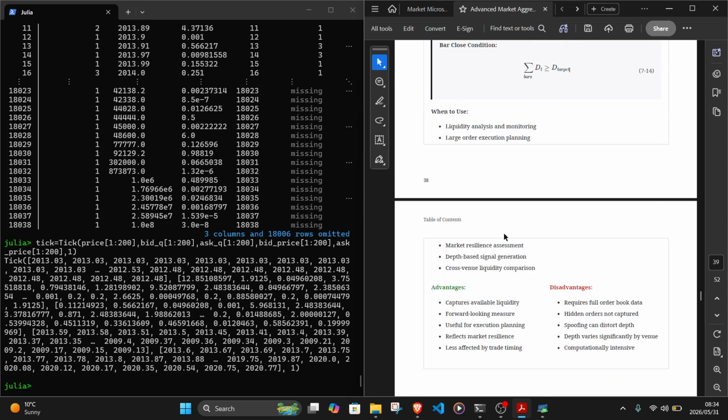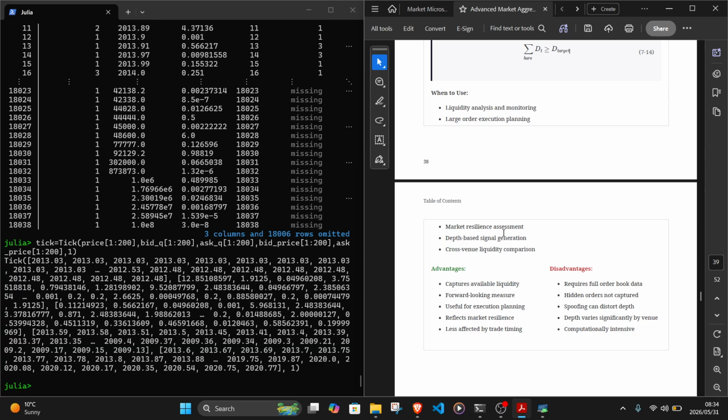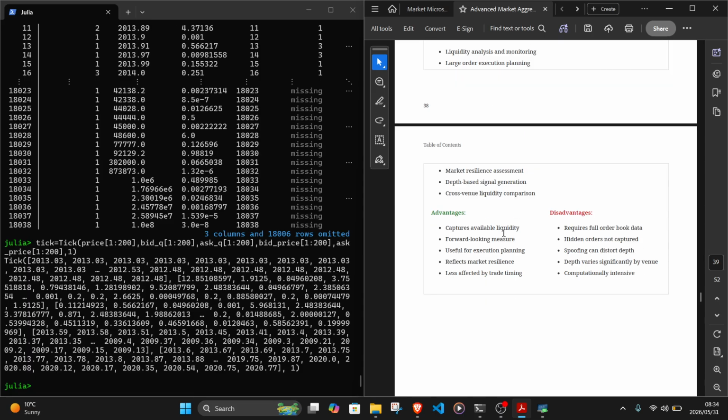Now let's get into the use cases. When do you use this type of aggregation? Liquidity analysis and monitoring, large order execution planning, market resilience assessment, depth-based signal generation, cross-venue liquidity comparison. Now, what are the advantages of this type of aggregation? Captures available liquidity, forward-looking measure, useful for execution planning, reflects market resilience, less affected by trade timing.